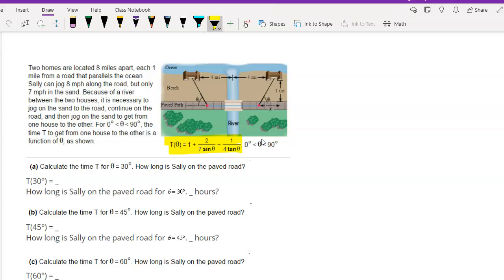Now, it says calculate the time t for theta equals 30 degrees. How long is Sally on the paved road? So first things first, calculate the time for 30 degrees. This will give us the overall time it takes for Sally to travel. So here we get t of 30 equals 1 plus 2 over 7 sine theta. In this case, theta is 30 degrees.